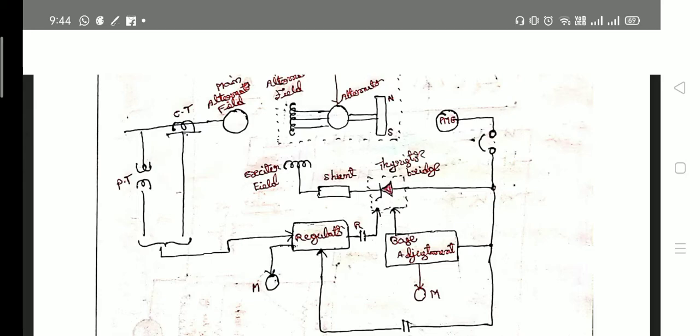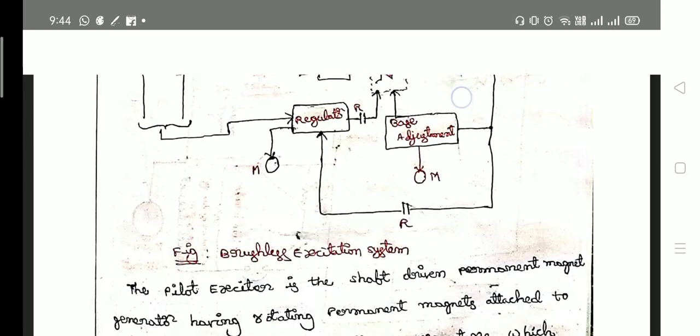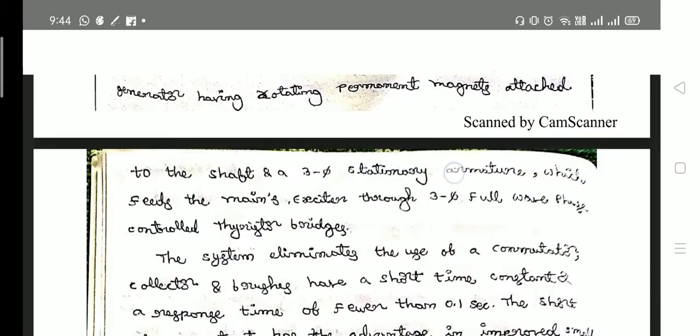We can go with the static excitation system. In the brushless system we can eliminate the commutator, collector and brushes, with a short time constant response time. It will be up to 0.1 seconds. And this static mode excitation system we can see.